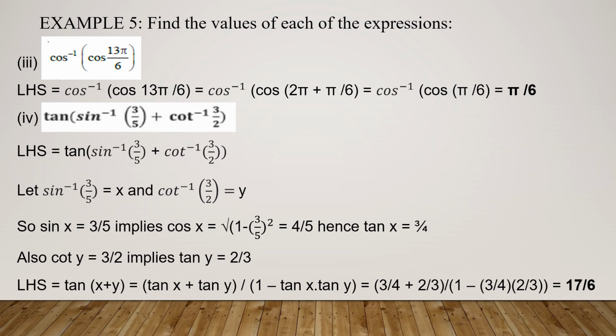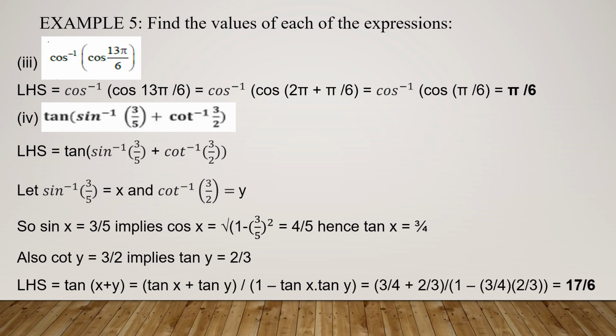Now if sin x is 3 by 5, then what will be cos x? Cos x is root of 1 minus sin square, so cos x will be 4 by 5. So tan x will be sin by cos, which will be 3 by 4. Similarly, cot y is 3 by 2, so tan y will be the inverse, 2 by 3. Now it will be clear why we had taken this.